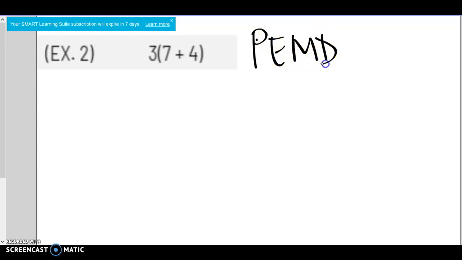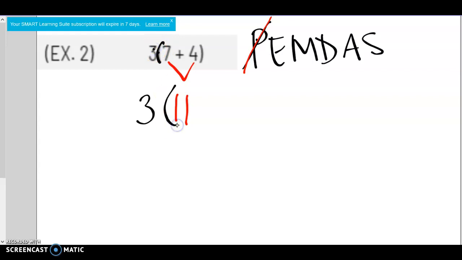We're going to simplify this one. We start with parentheses. 7 plus 4 is 11. We bring this 3 down. Notice how there's no symbol in between that 3 and that parentheses. So what that means is that we're going to multiply.